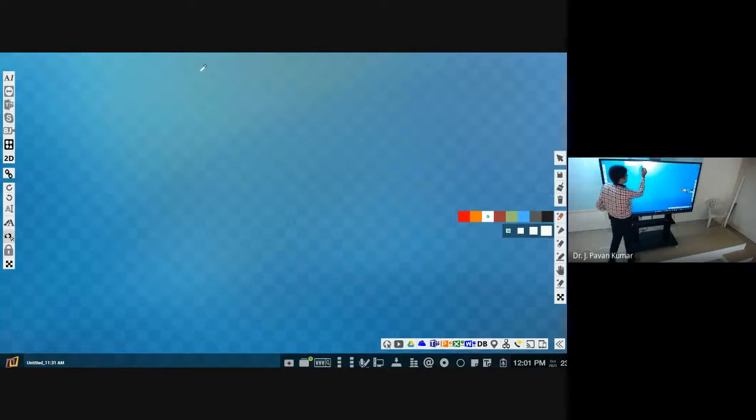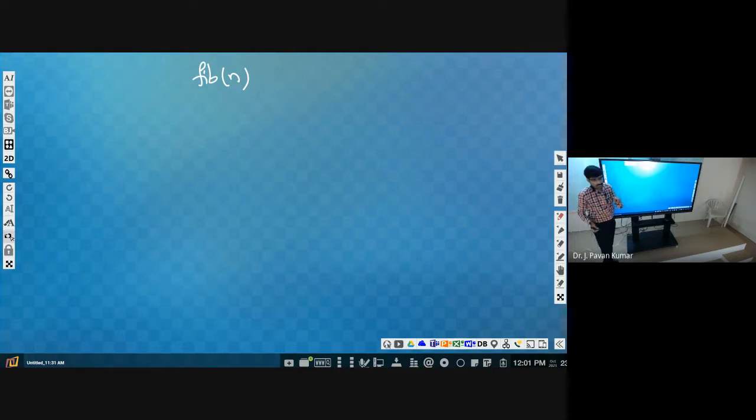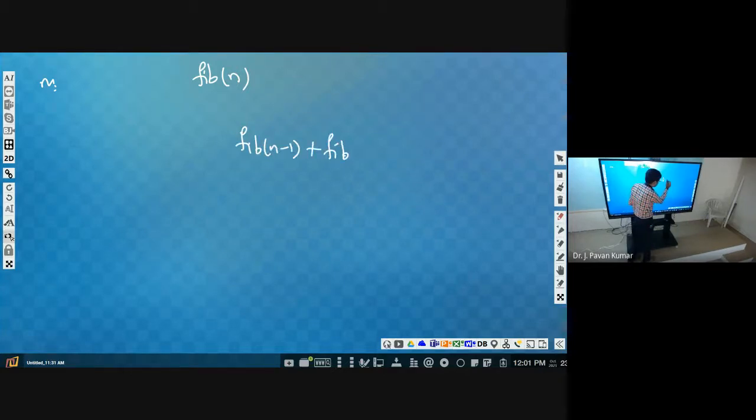Similarly, Fibonacci of n, we want to find the nth Fibonacci number. So how will we find the nth Fibonacci number? Like earlier n factorial means fact of n, similarly nth Fibonacci means fib of n. Now you say: Fibonacci of n minus 1, plus Fibonacci of n minus 2. That's it. But is it sufficient?